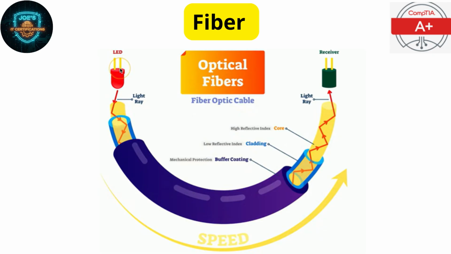This fiber, though, is very thin and very fragile, so to help protect the core and the cladding, we surround it all with a buffer coating.